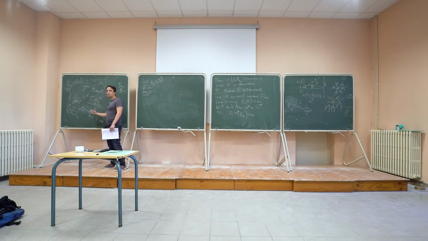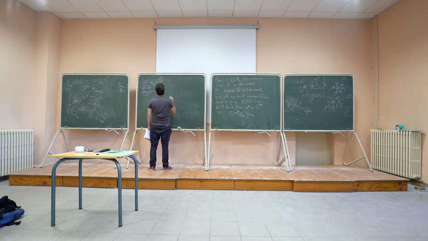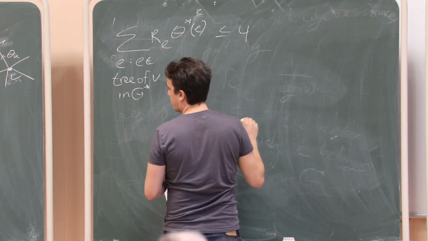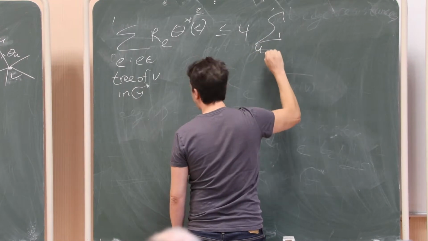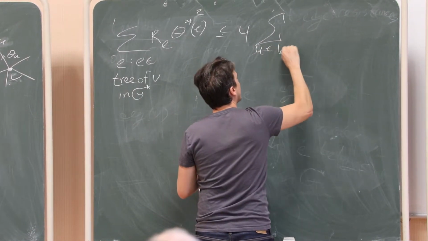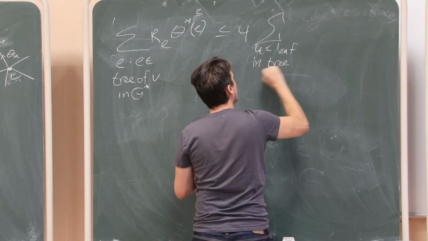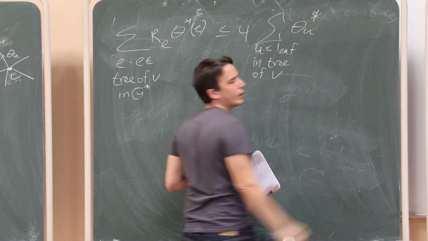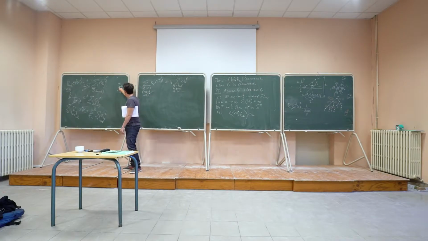So you could check that this constant turns out to be 4 or 2 or something like that. So this is smaller than, let's say, 4 to be safe. Then the sum over all the u's that are a leaf in the tree of V of theta u squared. Right? And this is it, right? So this is just the sum of squares of all of these things with no resistances.